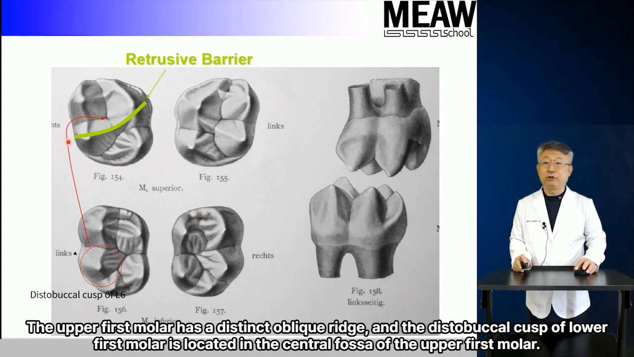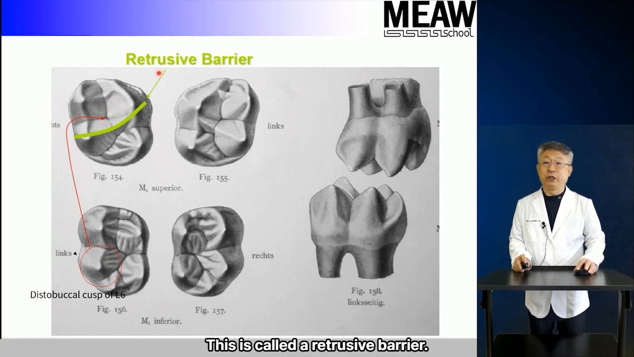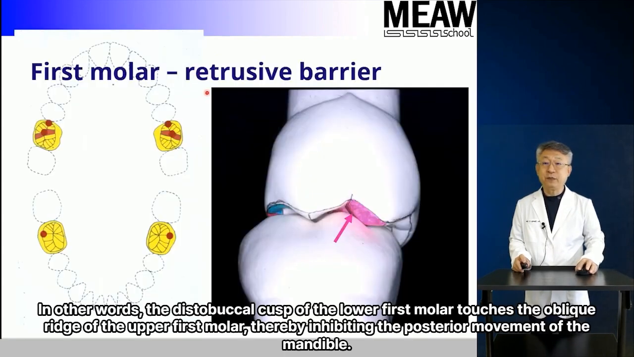The upper first molar has a distinct oblique ridge, and the distobuccal cusp of the lower first molar is located in the central fossa of the upper first molar. This is called a retrusive barrier. In other words, the distobuccal cusp of the lower first molar touches the oblique ridge of the upper first molar, thereby inhibiting the posterior movement of the mandible.